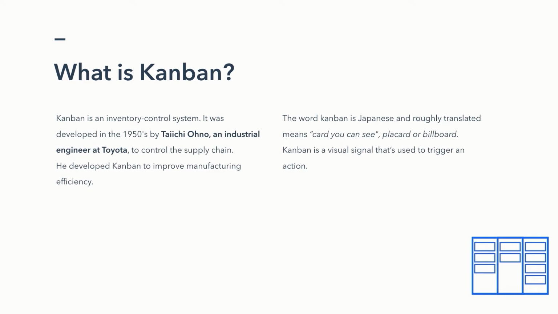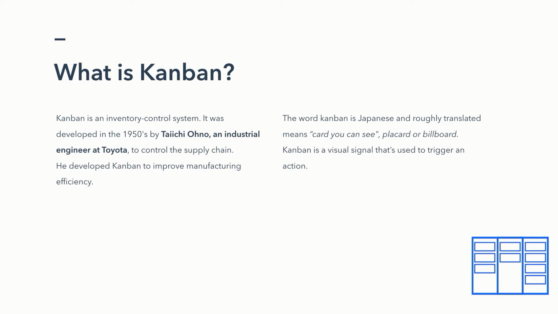He developed Kanban to improve manufacturing efficiency. So Kanban was developed initially as an actual physical card that went through all the phases in the production line in a Toyota factory, in which people wrote down the parts and pieces they used in building up a car so they could keep track of the inventory, so they could know which parts they needed to buy, which ones they had in stock, etc.